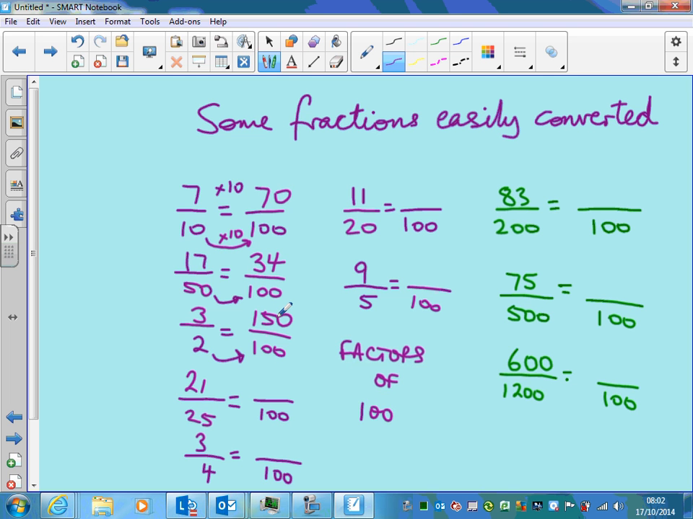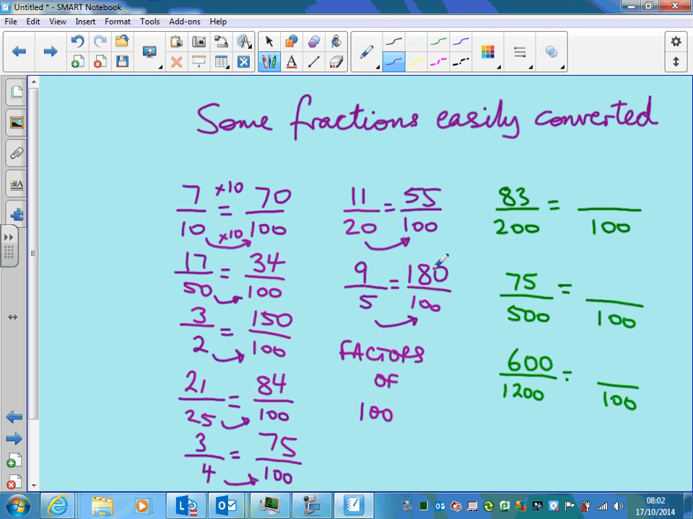And what do you do to 25 to make 100? You times it by 4. 21 times 4 is 84. What do you do to 4 to make 100? You times it by 25, so we do 3 times 25, which is 75. What do you do to 20 to make 100? We times it by 5, so 11 times 5 is 55. 5 times 20 is 100, and 9 times 20 will be, come on brain, 180, it's a bit early, sorry. 180, another top-heavy fraction there.